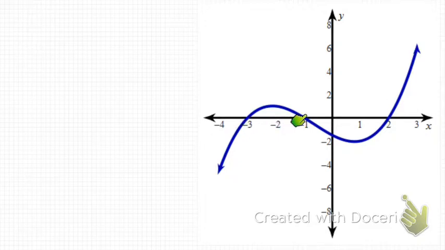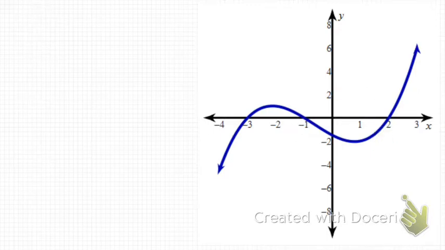Negative 3, 0. This one would be what? Negative 1, 0. This one would be 2, 0. Good. That's how I would write them if I said, what are the x-intercepts? What if I just asked you for the roots or the zeros? What would you say? The roots are negative 3, negative 1, and 2. Good. You would write x equals negative 3, comma, negative 1, comma, 2.